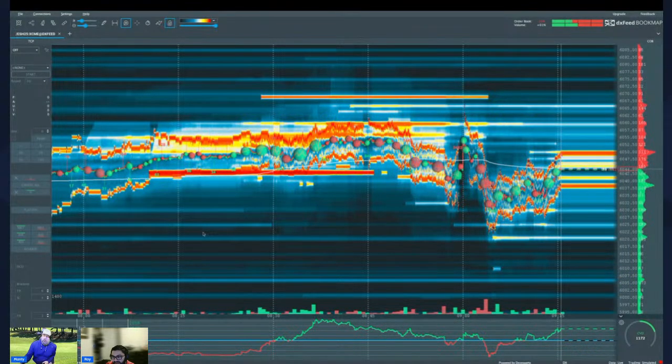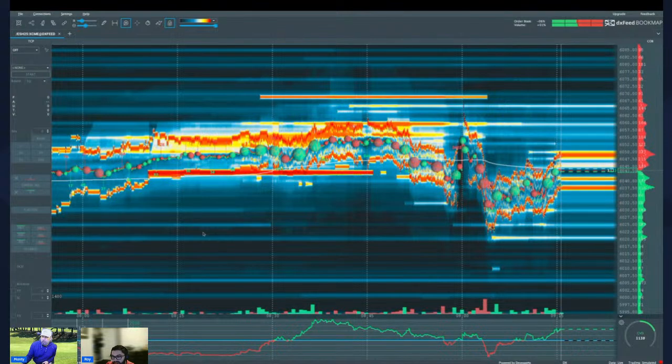Yeah, I mean that just ripped out pretty good, and now it's kind of above the zones that I had before. We'll see if it can hold 42 and then run up.